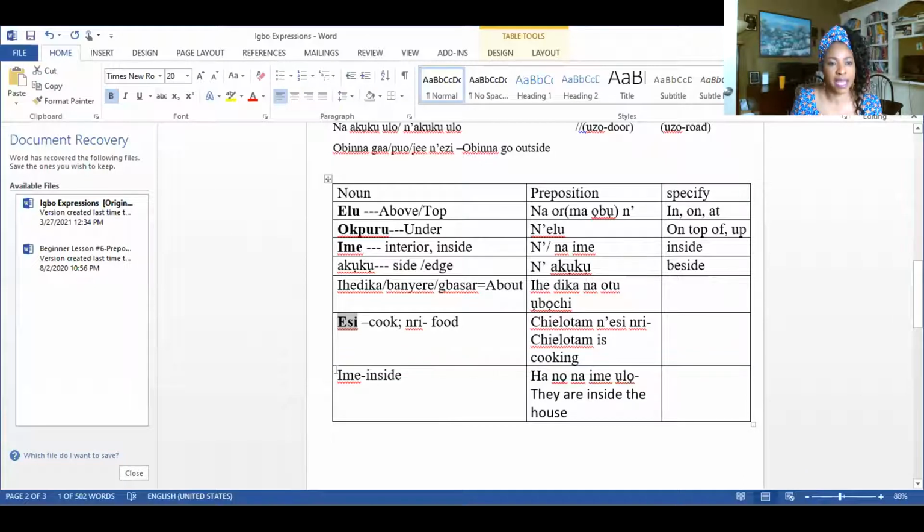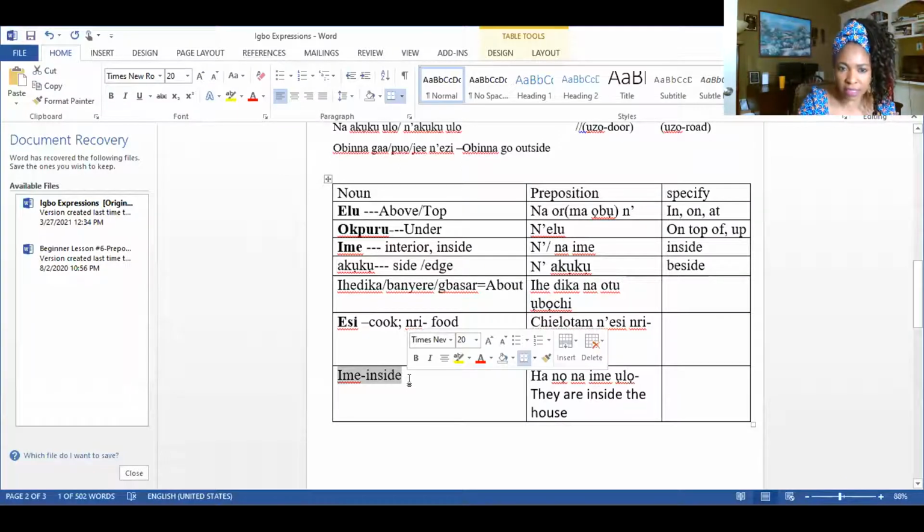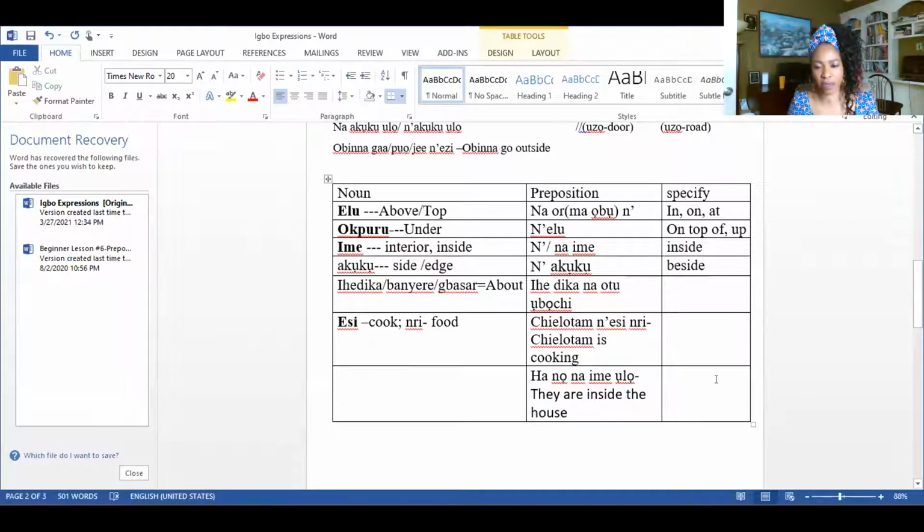We said ime already. Inside. Now I'm going to use another word here. What is the other word we're going to use? Let's say something like across.